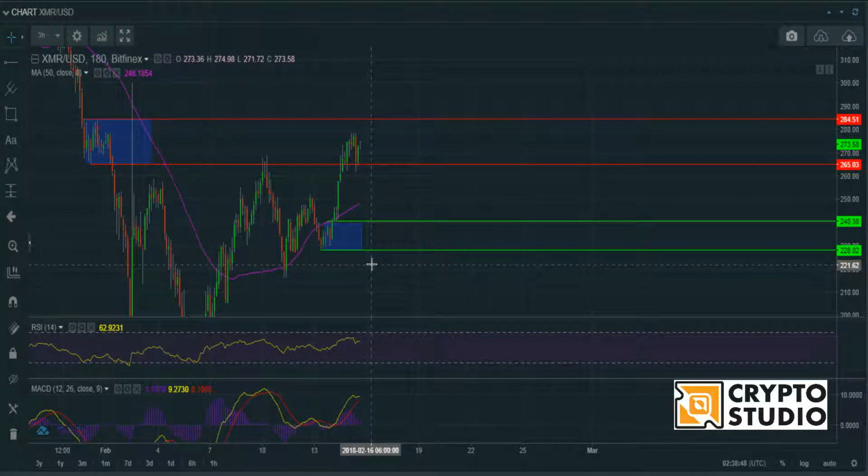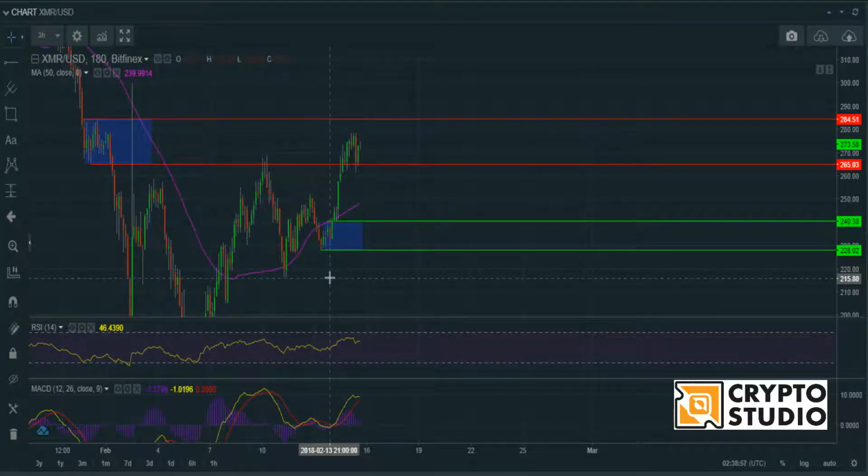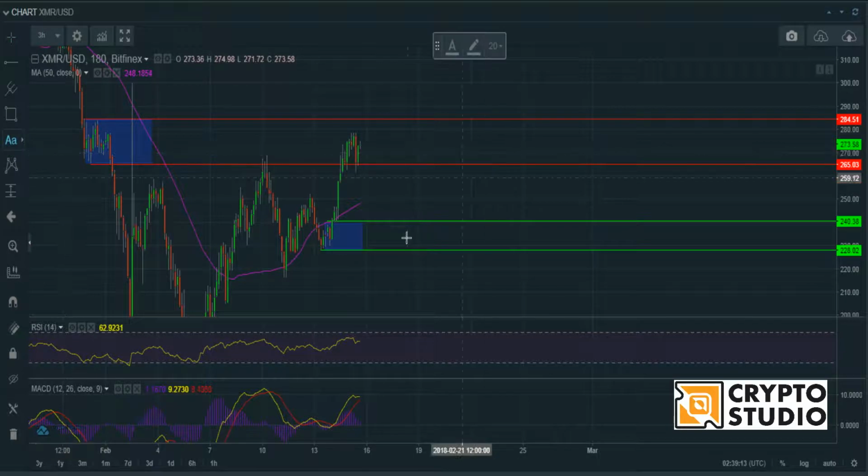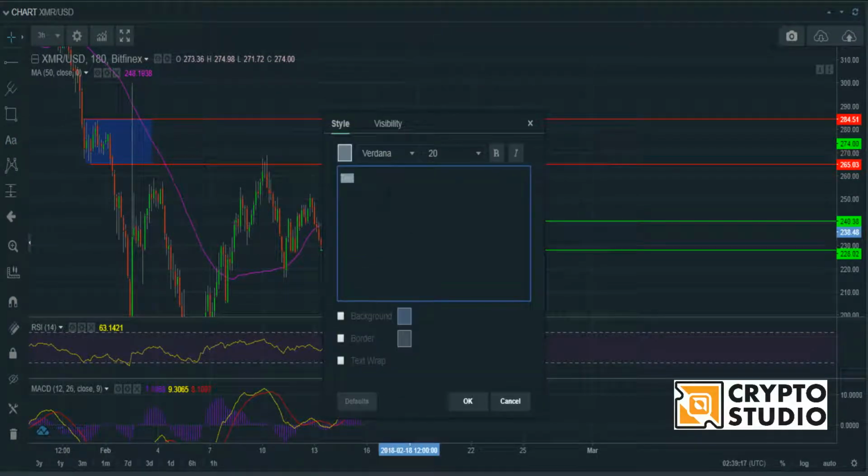Very small risk for a 3-hour chart. My entry on this one will be at 241. My stop, I could put it all the way down here, but I'm going to just put it at 225. So I'm going to be risking about $16 on this one. So my stop's going to be at 225, and my entry is going to be at 241. So I'm going to write that down. I'm not going to have a target on this one like the other one because it's a different strategy.